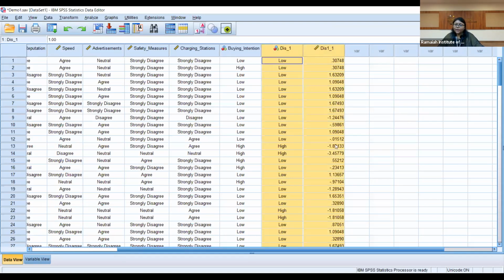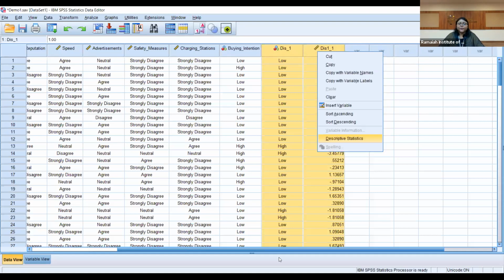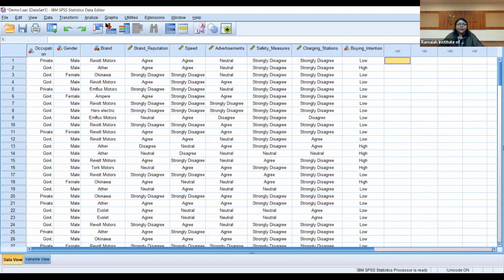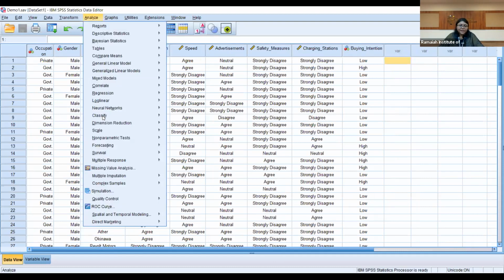I'll just delete both the things because with the same data set, we are going ahead with our cluster analysis. Now for cluster analysis, we have to follow the same thing again. In Analyze, we have to go to Classify. All these things come under Classify because both are methods of classification. So the first thing that we have is hierarchical clustering.